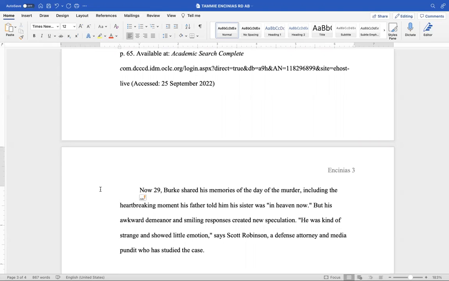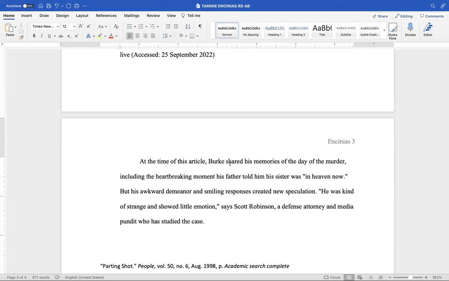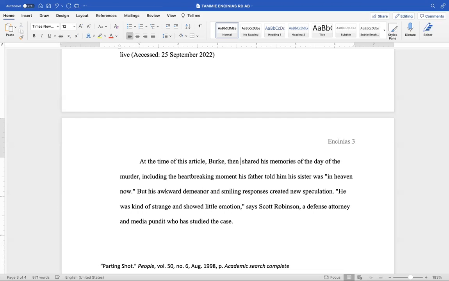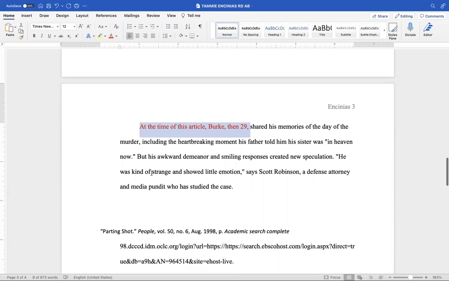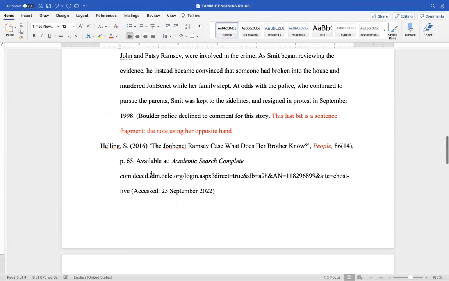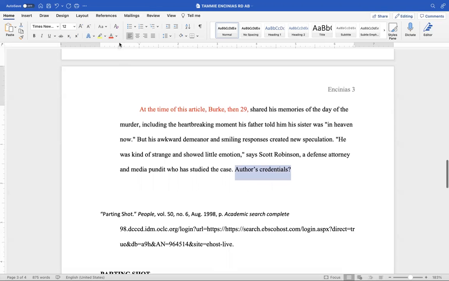Okay. Now, actually, he's not 29. I would just say at the time of this article, then 29, shared. Because he's 35, I think now. But his awkward demeanor, okay. Okay, now credentials. I need credentials. It's okay under liability because you talked about how long ago it was.